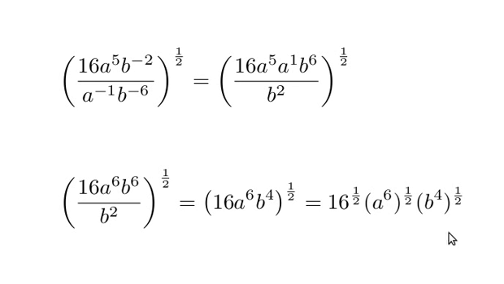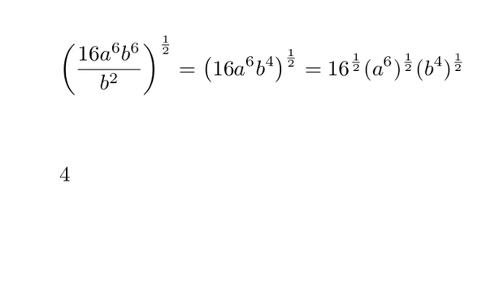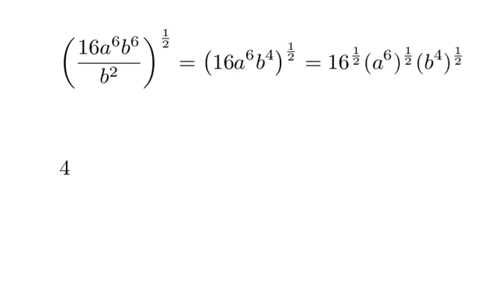Okay, so now we can just go ahead and simplify each of these individual factors. So 16 to the 1/2, remember, based on Rule 9, is just going to be the square root of 16, which is 4. So let's scroll down a little bit more. So the square root of 16 is 4.